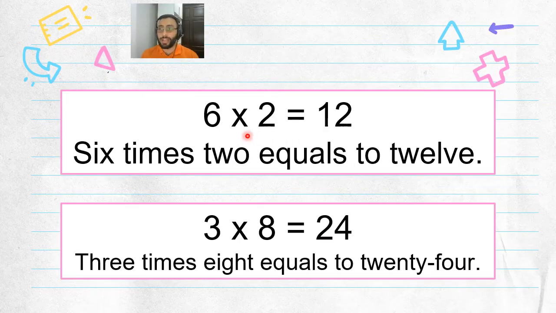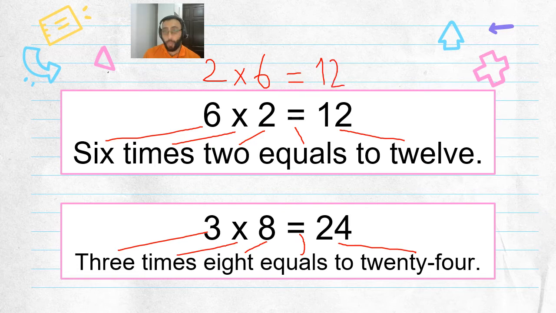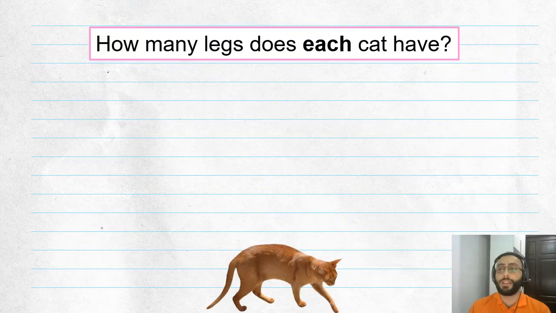So we learned that this is 6 times 2 equals to 12. Or 3 times 8 equals to 24. Now remember guys, 6 times 2 or 2 times 6, the answer is the same. It is 12.